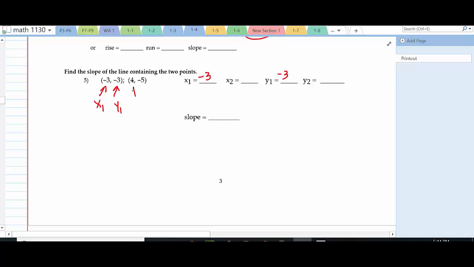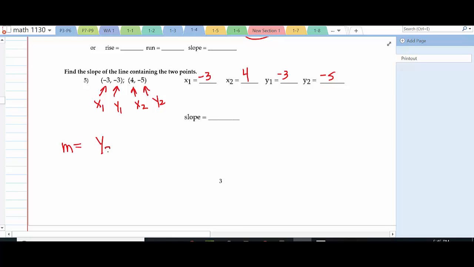Okay, and you can do this backwards. And then the second point, you just say x2, y2. So x2 would be 4, y2 would be -5. Okay, like that. All right. So we have x1 and x2, and then we have y1 like that. Now, when you do this slope, you don't have to write that down.